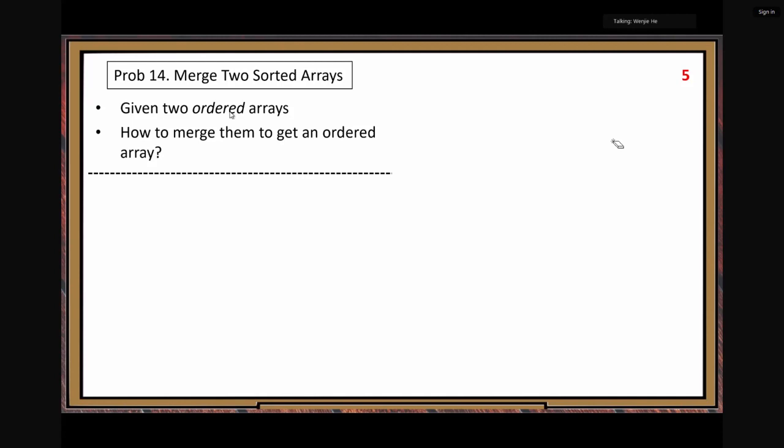But the last one is not completely two ordered arrays, because of x5. x5 is a separated element. Other than x5, they're two ordered arrays, right? All right. How to solve this simple but very basic question.